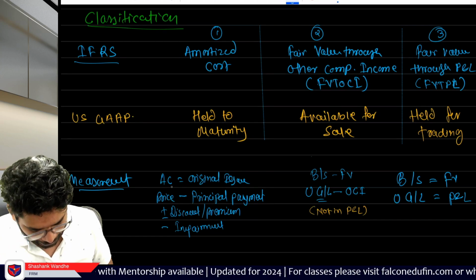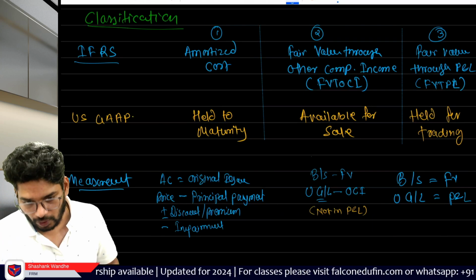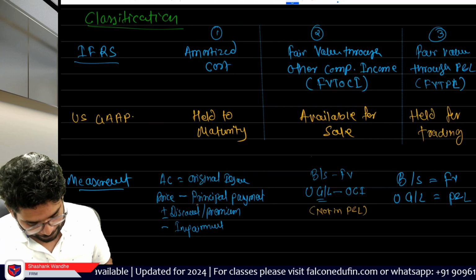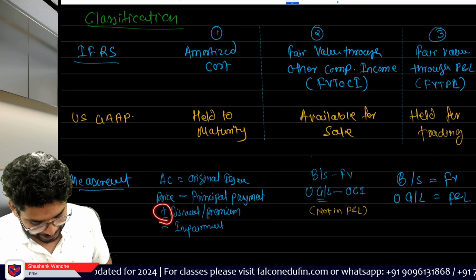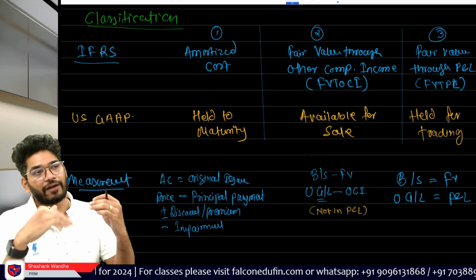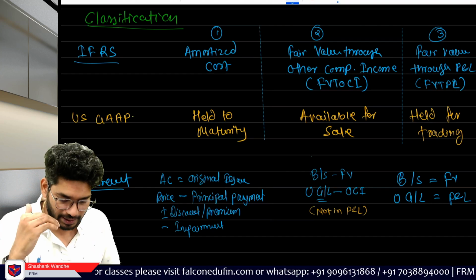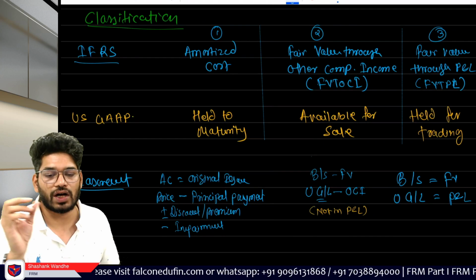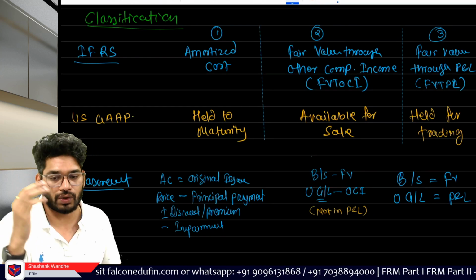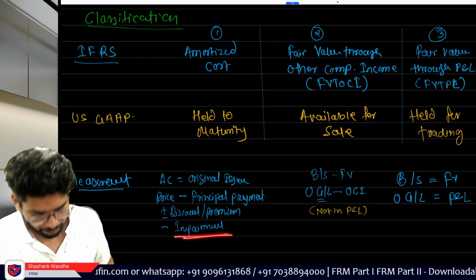Amortized cost is the original issue price minus the principal payments, whatever principal is returned up to this particular point, then plus or minus discount or premium. If there is a discount, the security will be amortized by adding value, considering the interest cost, and if it is at a premium, then amortized cost will be reduced. Then minus impairment.